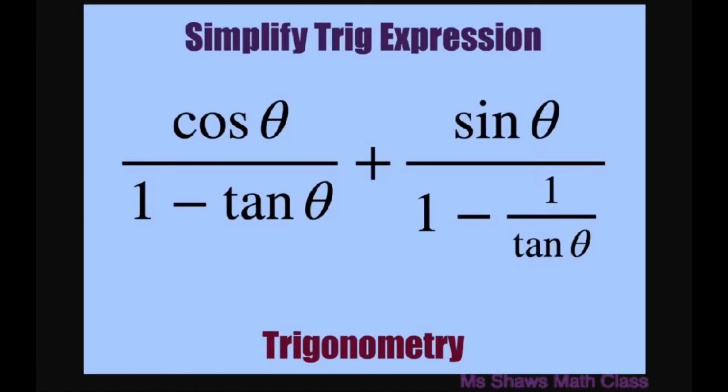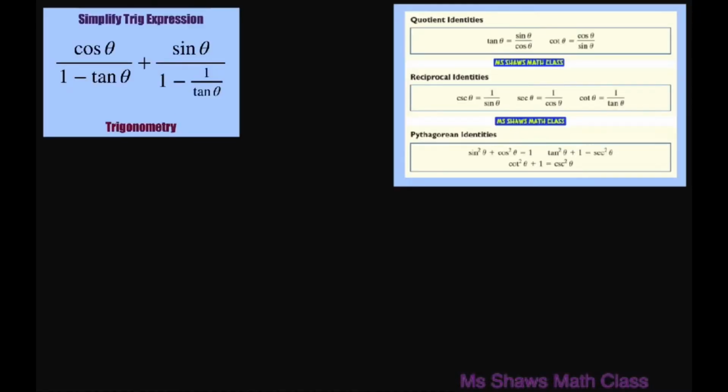We're going to simplify the trig expression cosine of theta divided by 1 minus tan of theta plus sine of theta divided by 1 minus 1 divided by tan of theta. So basically, let's look at this. We're going to write everything in terms of sine and cosine, and so we're going to change these two right here. And we know tan of theta is sine of theta divided by cosine of theta.